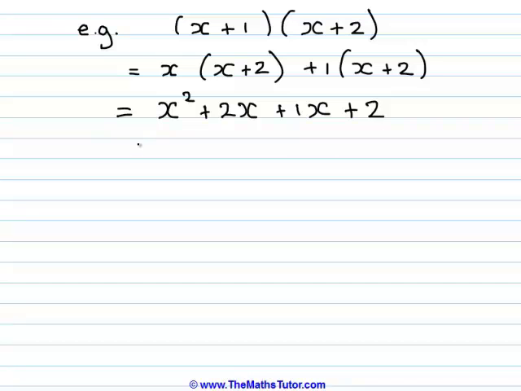Now we check, can we simplify this any further? Well, we have some like terms here. We have plus 2x and plus 1x. We have a quadratic term and we have a constant term. So this becomes x squared plus 2x and plus 1x is plus 3x plus 2. So we don't have any more like terms here, so we can't simplify this any further. So this is our final answer, x squared plus 3x plus 2.